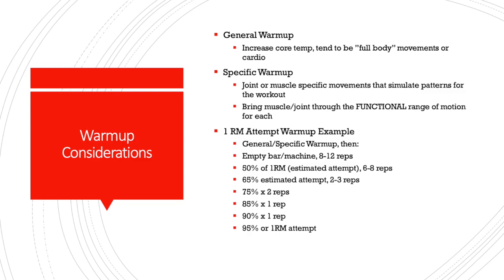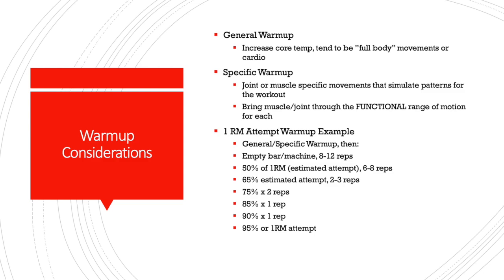The specific warm-up is going to be the warm-up for the movement itself. So if you're going to be squatting, you want to warm up the hip musculature, the quad muscles, the hamstrings, the glutes, things like that. You want to bring each muscle through the full range of motion. That is the full range of motion for the movement itself. You don't want to exceed the range of motion for the movement because that puts you at risk for injury.